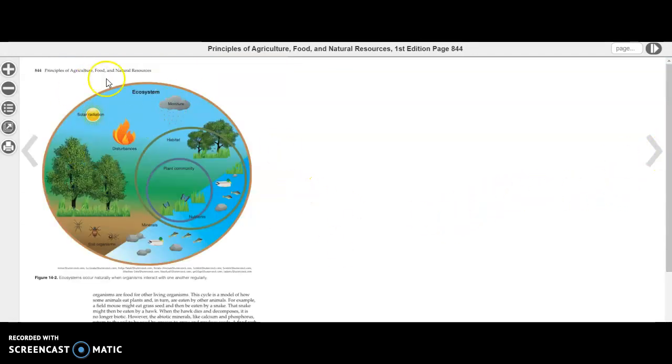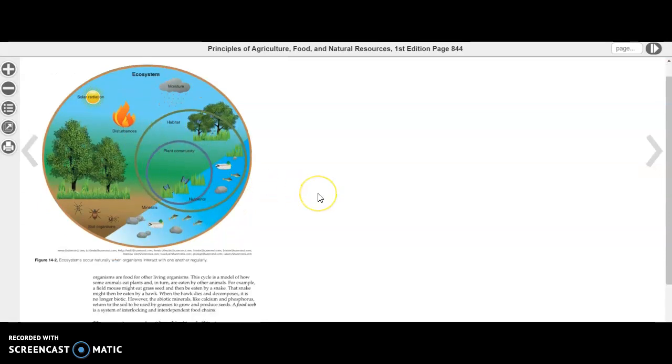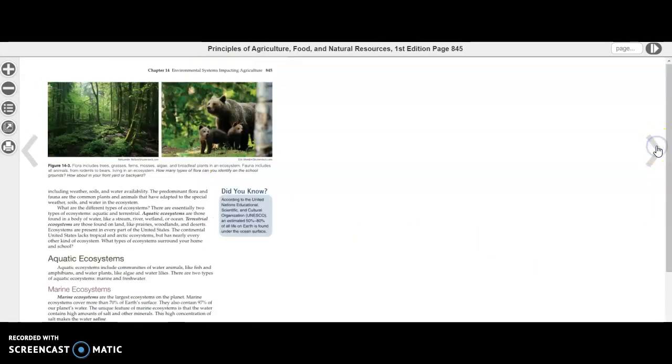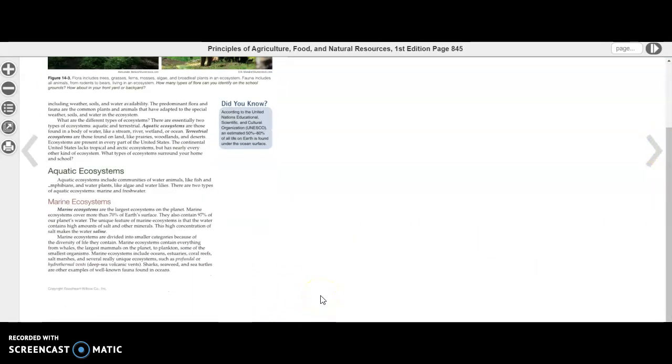Okay, this is a picture that shows you the different levels in an ecosystem. You have the flora, the different types of plant life that's there. Then you have the fauna, the different types of animal life that's there. And then you have the different levels of the ecosystem. We talked about all that before. We're going to first be looking at aquatic ecosystems, since we haven't touched on that before.